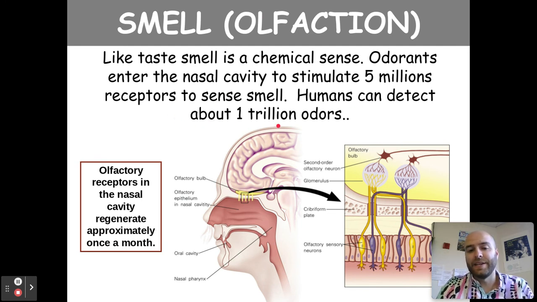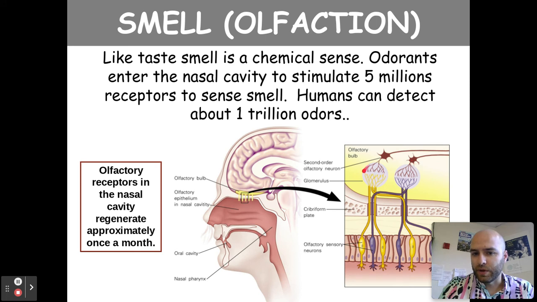That is a huge jump from what they thought in the past, and it shows that our sense of smell is much more detailed than we thought, but we just don't pay attention to it as much. But there are about 1 trillion different odors that humans can sense. These olfactory receptors are in the nasal cavity, and this your nose go up to these sensors, which is something called the olfactory bulb, and they can regenerate about once a month.